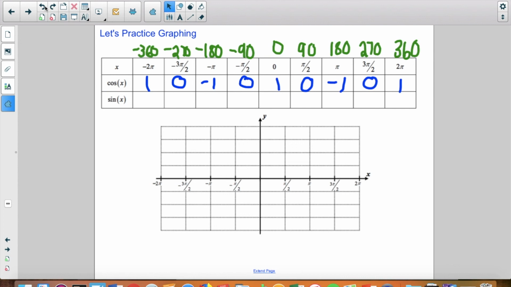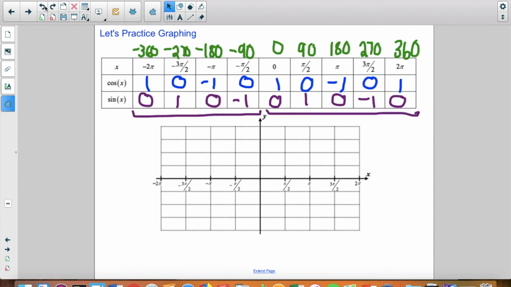Now for sine, the sine of 0 is 0. Let's follow our pattern: 1, 0, negative 1, 0. Same in the opposite direction: negative 1, 0, 1, 0. Notice that these values for sine and cosine are exactly the same because it cycles through the same exact pattern. So let's first graph cosine.